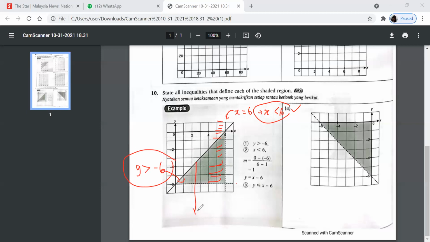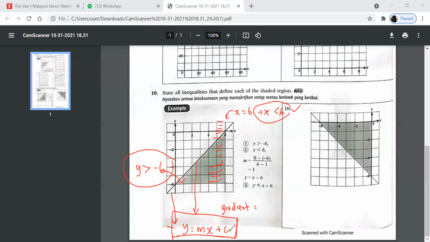You need this line. How to find the equation of this line? You know gradient? Okay. An equation of a straight line has the general form y equals mx plus c. Do you know that? Don't know. Y equals mx plus c, don't know?